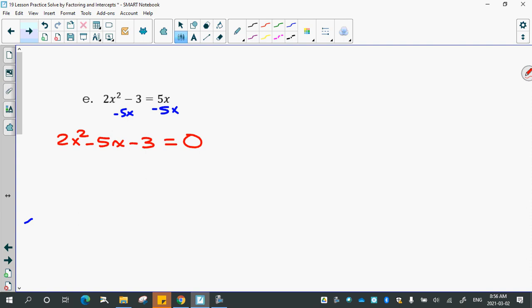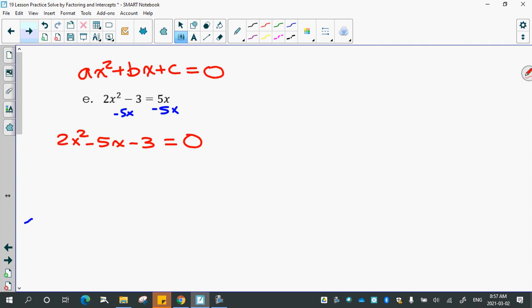Okay, so now I've got it in this format: ax squared plus bx plus c equals 0, which is what you want a quadratic equation to look like. Now, a lot of people, if you didn't say solve by factoring and you had a choice, you would choose to use the quadratic formula here, because what type of factoring do you have to do here? Complex trinomial.